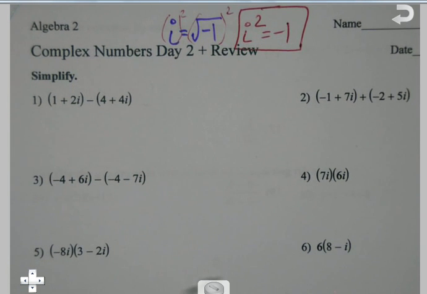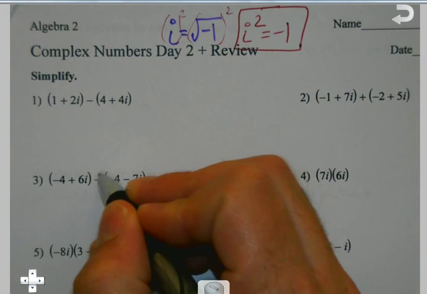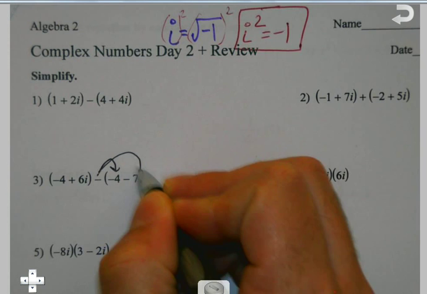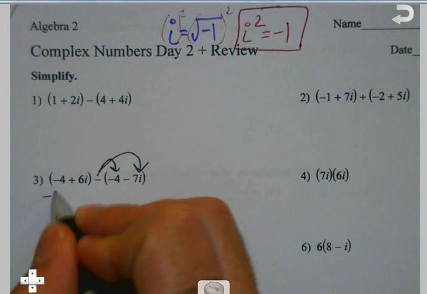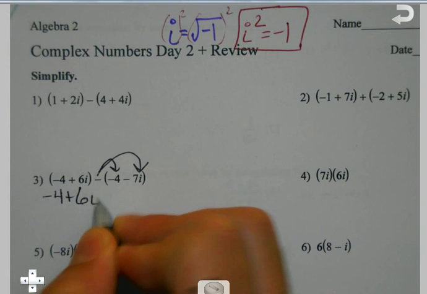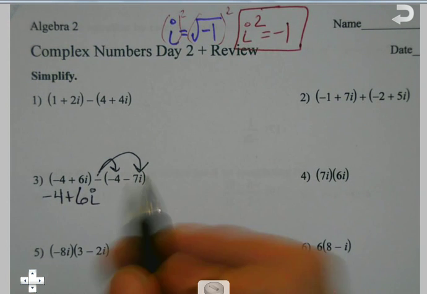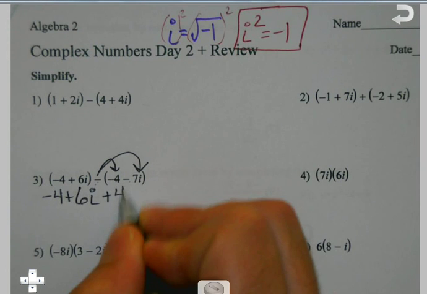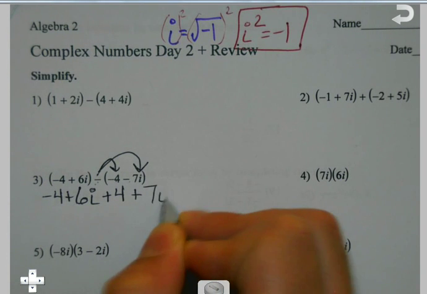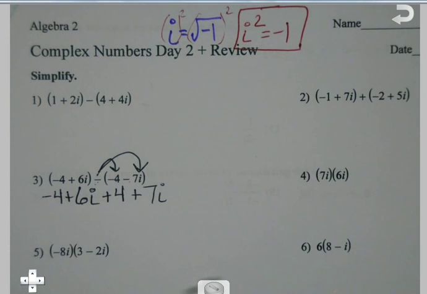Like for instance, on 1 through 3, we're just combining like terms. They're just pluses and minuses there. So when I look at number 3, I see a minus, which means we've got a value that we're going to be distributing through. I leave that first part alone. And that minus here is just going to change the sign on both of these. So it'll become +4 and +7i. And at this point, I'm just going to combine like terms, and I'm going to be done.